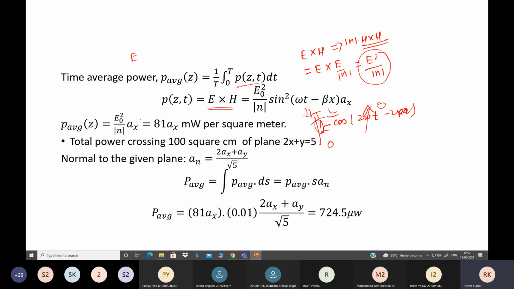And what is the direction of this P? The direction is given by the coefficient of β, the wave propagation, and the wave is propagating in the x direction. Therefore, the ax direction is there. And numerically, after finding the solution, we get 81 ax milliwatt per square meter. So this is the average power density.